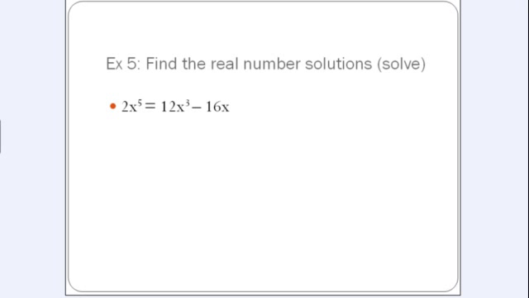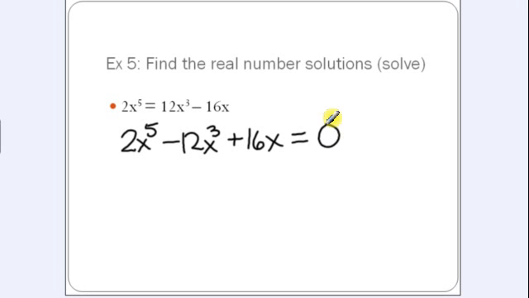We can use factoring to solve equations. The first thing I want to do is get my equation set equal to 0. So I'm going to bring everything to the left side. I would need to subtract 12x cubed and add 16x to leave me with nothing on the right side, and move everything to the left side.